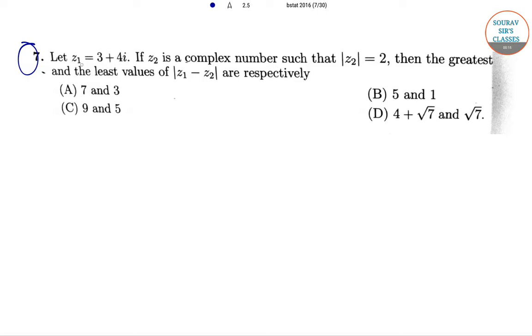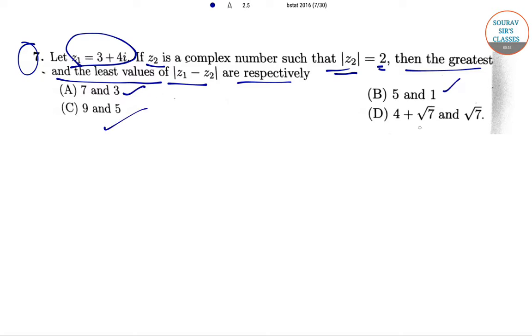Now it has been given that let Z1 be the complex number 3 plus 4i. Now if Z2 is a complex number such that mod of Z2 is equal to 2, then the greatest and least values of mod of Z1 minus Z2 are respectively: option A, 7 and 3; option B, 5 and 1; option C, 9 and 5; and option D, 4 plus 7 and root 7.